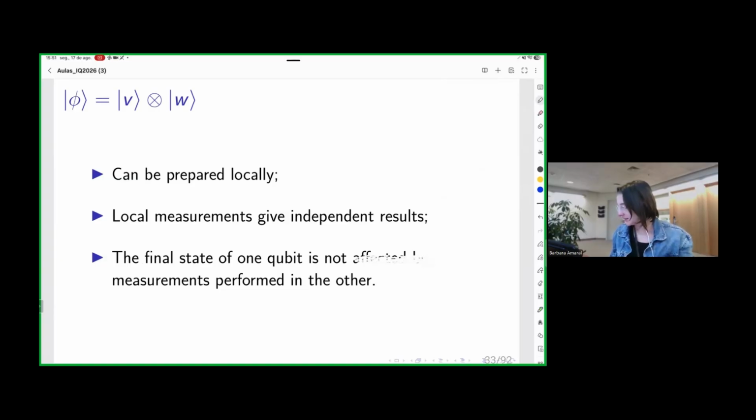Because it's completely wrong. It's not about affecting or changing information. It's about correlation. The final state of one qubit is not correlated with measurements performed in the other. Okay? All about correlation.